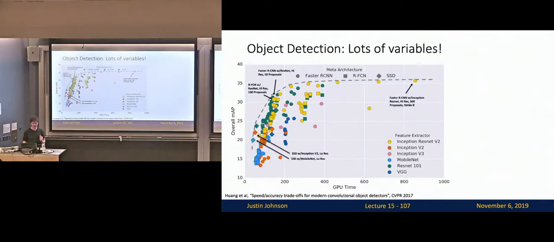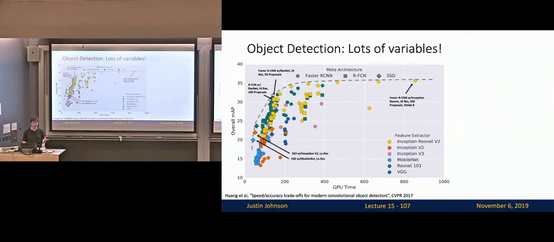Okay, so basically object detection is really, really complicated. And there's a lot of different choices that you need to make when doing object detection, right? You've got these different meta algorithms, like Faster R-CNN, which is this two-stage method. You've got single-stage methods like SSD, and you've got hybrid approaches like R-FCN that we didn't have time to talk about. So that's one major choice you need to make when you're doing object detection.